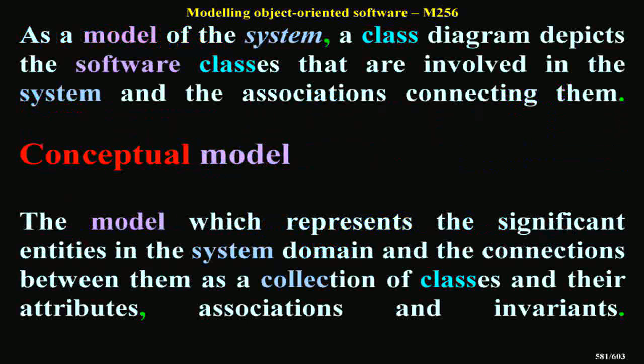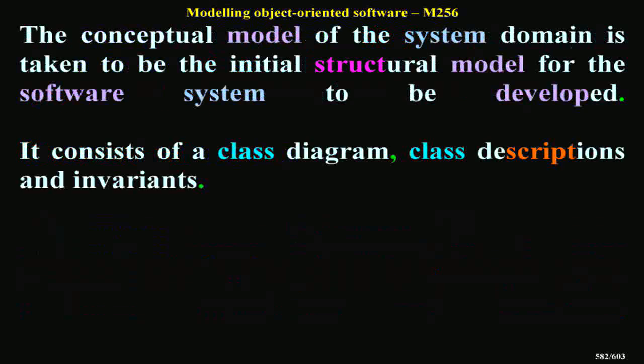Conceptual model. The model which represents the significant entities in the system domain and the connections between them as a collection of classes and their attributes, associations and invariants. The conceptual model of the system domain is taken to be the initial structural model for the software system to be developed. It consists of a class diagram, class descriptions and invariants.